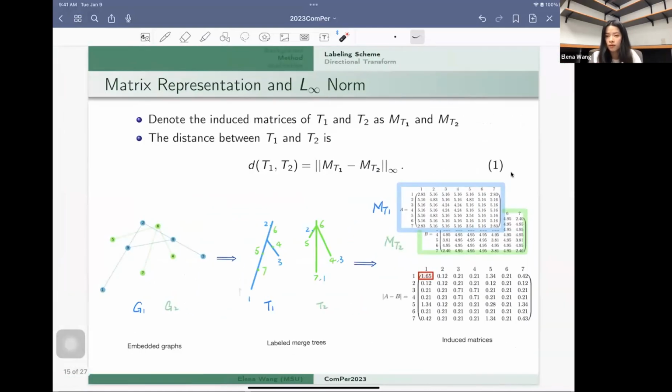So thus far we've formulated our pipeline. Given the embedded graphs G1 and G2, we have their labeled merge trees T1 and T2, and then their induced matrices MT1 and MT2, and the distance between T1 and T2, and thus G1 and G2 at this specific direction, is then the L infinity norm of the difference matrix of MT1 and MT2.